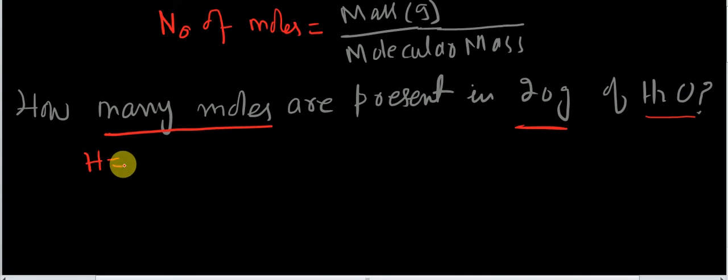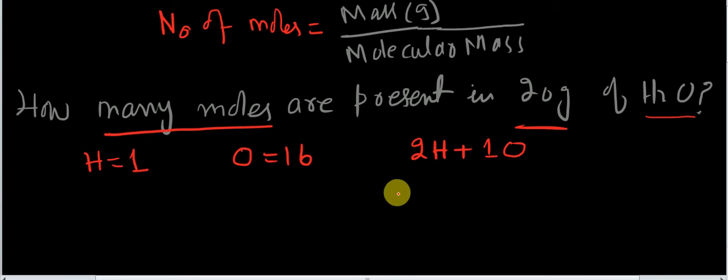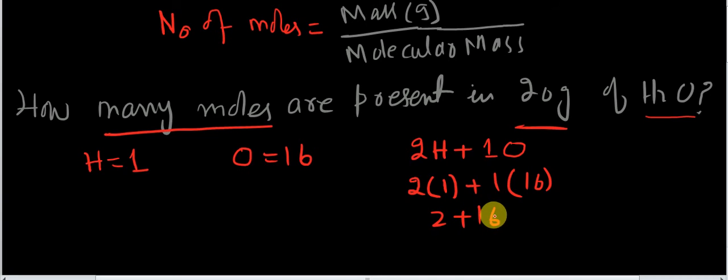Hydrogen has 1 atomic mass. Oxygen has 16. There are 2 hydrogens in the formula of water, 2H. There is only 1 oxygen, 1O. Hydrogen has 1. Oxygen has 16. 2 plus 16 is equal to 18 grams per mole. So this is the molecular mass. Now put the value.